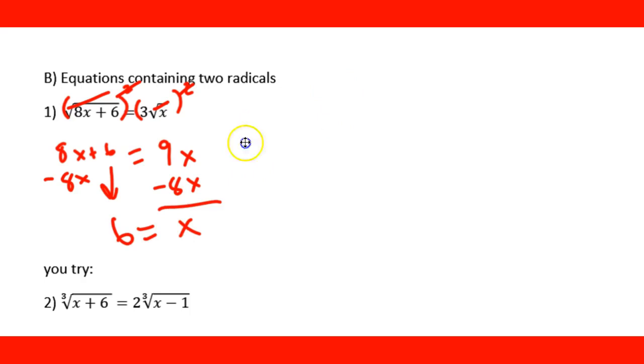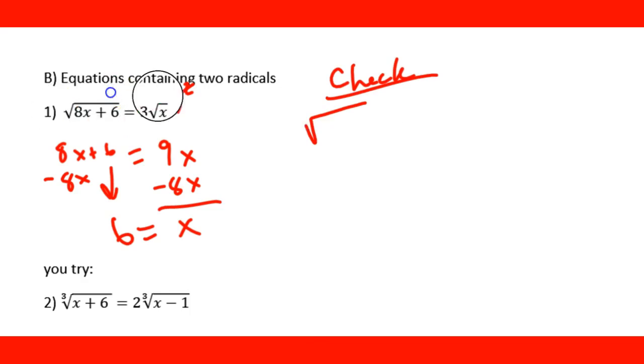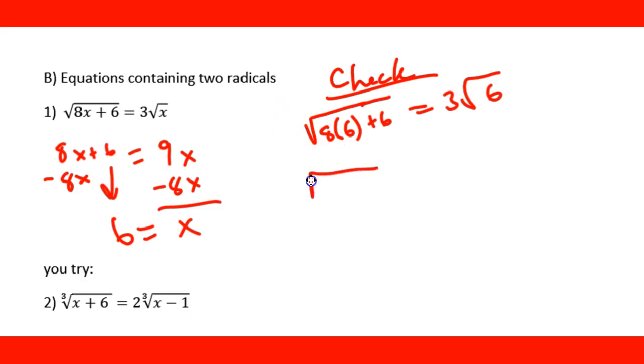Now, again, you want to check yourself. When you check it, you go look at the original equation. x is 6, so we have the square root of 8 times 6 plus 6 equals 3 times the square root of 6. So now what we have is 8 times 6, which is 48. So you have the square root of 48 plus 6, and you have 3 times the square root of 6 on the right.